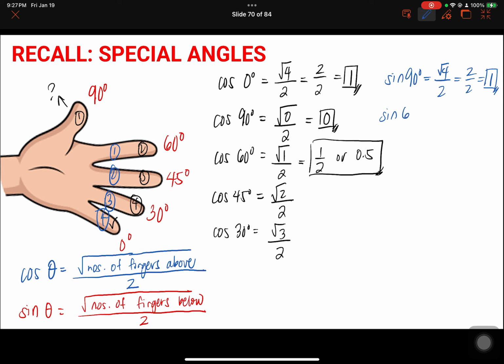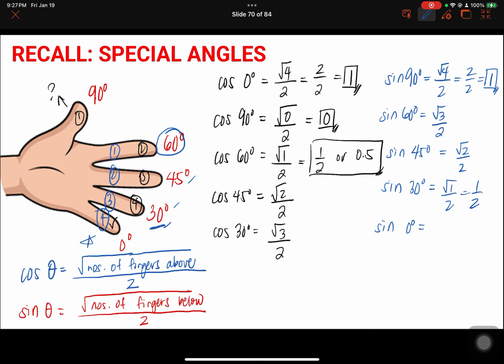Sine 60 degrees. So, ito yung 60 natin, no? Ilan ang nasa baba? 1, 2, 3. Square root of 3 over 2. Sine 45 degrees. So, square root of 2 over 2 din yan. Sine 30 degrees. Ito yung 30 natin. Square root of 1 over 2 or equal sa 1/2. And sine 0 degrees. So, wala namang value dito sa ilalim. Therefore, square root of 0 over 2 is 0. Okay? So, hopefully you can recall that.